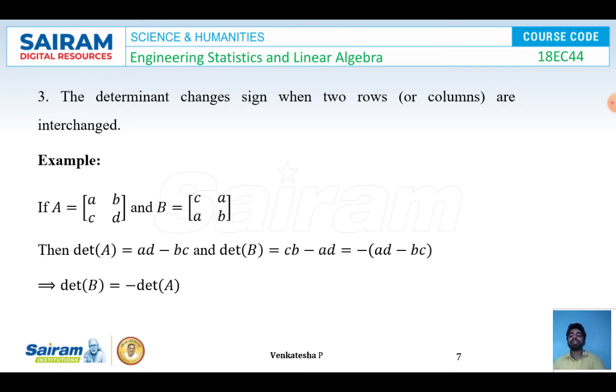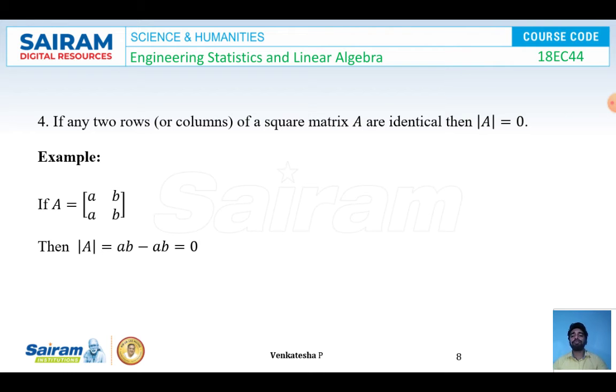The determinant of A is equal to ad minus bc, and the determinant of B is equal to cb minus ad. From this one, I am taking the negative common factor. I got the determinant of B is equal to minus of (ad minus bc). Hence I got the determinant of B is equal to minus the determinant of A. So this condition has been satisfied.